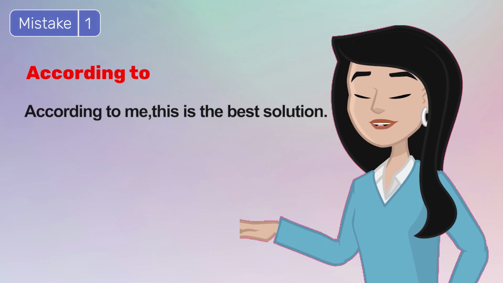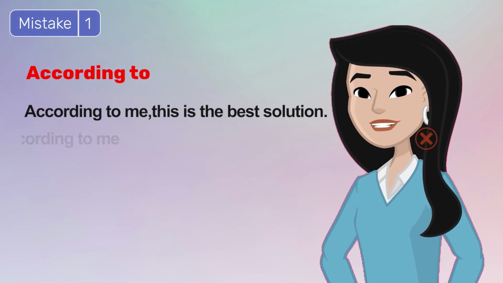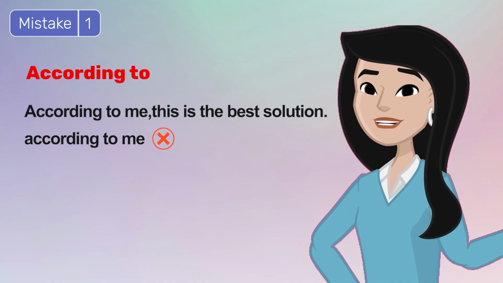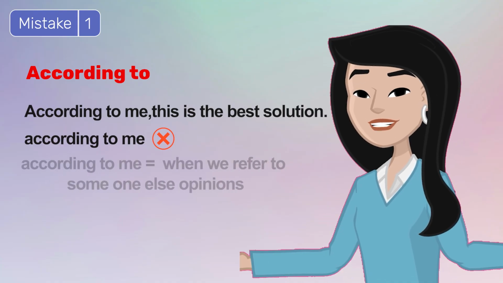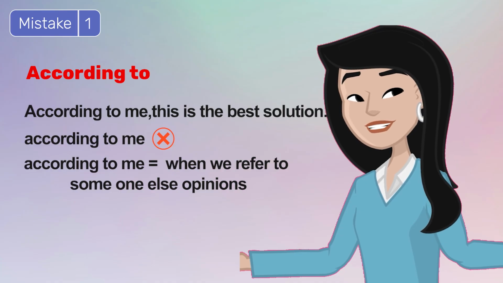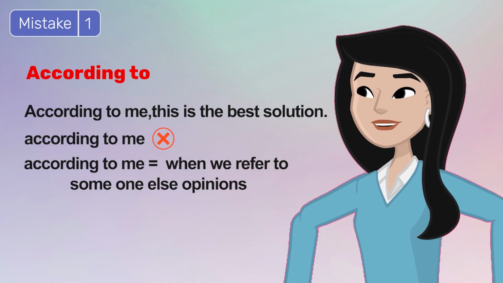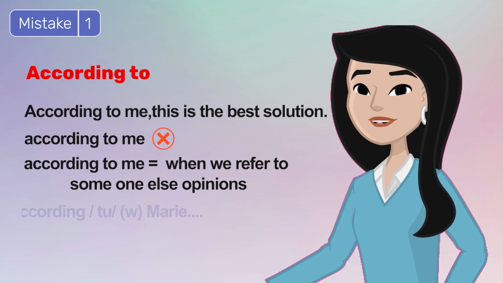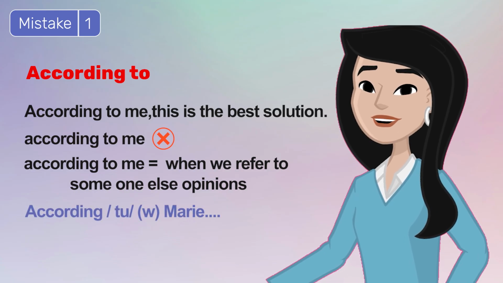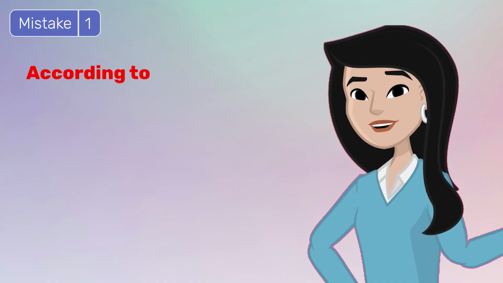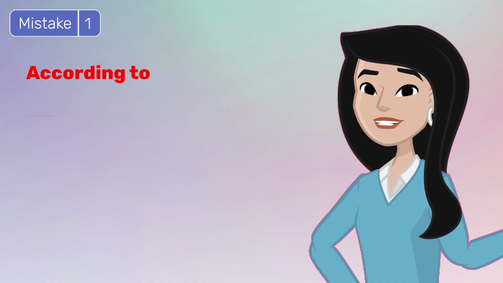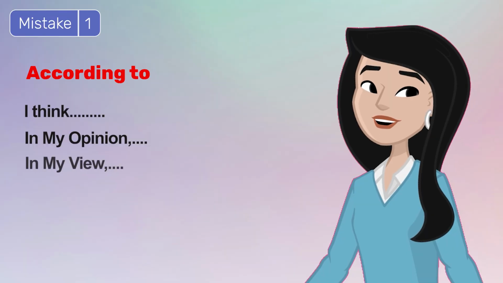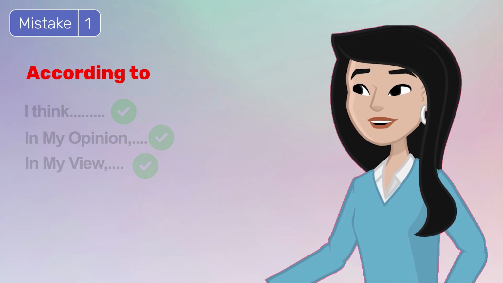According to me, this is the best solution. This is incorrect because we don't use "according to me" in English. We use "according to" when we refer to someone else's opinion or external sources like reports or research. For example, according to Marie, this is the best solution. But if you want to give your own opinion, you should say, I think, in my opinion, or in my view. These sound natural and correct.